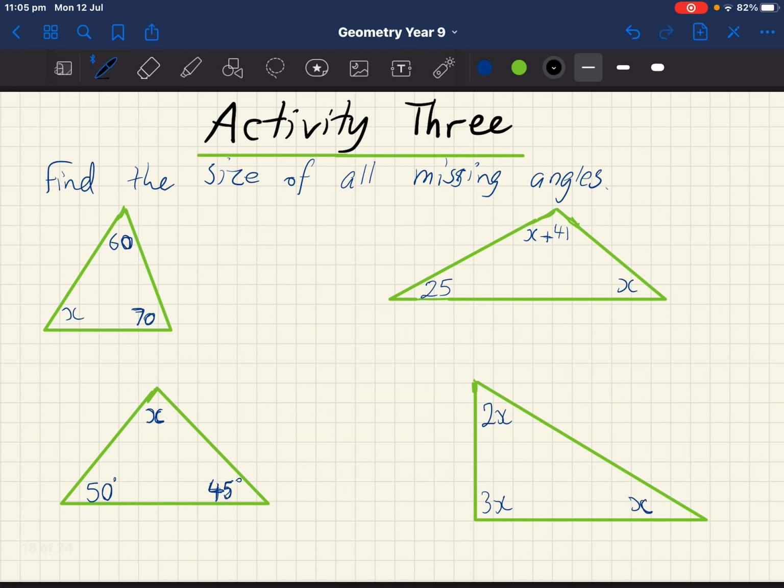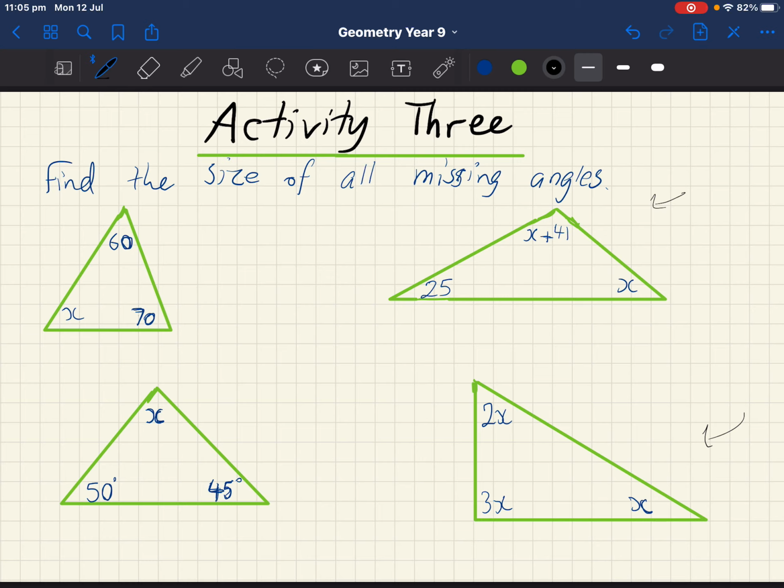Okay, so at this point, I'm going to get you to find the size of all the missing angles. The first couple of triangles, you'll see there's only 1 missing angle. And then we move on to ones where there's 2 missing angles. And the final one is another one where you don't know the size of any of those angles, but we can still work them out. So find the size of all the missing angles. I'm going to get you to pause the video here, copy down these questions, and have a go at answering them all. Once you've got answers for all, you can unpause the video to get solutions.